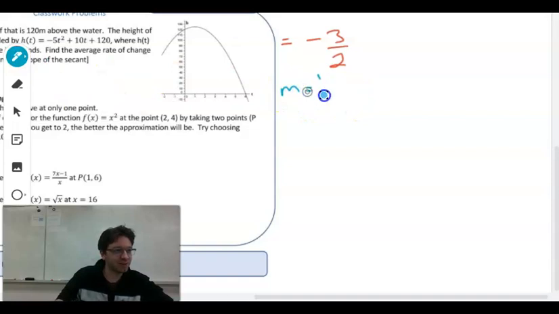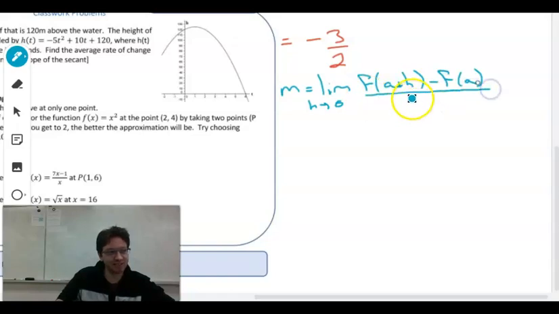So the slope is the limit. You guys are going to love that word. Of h as it approaches 0 for our function at a plus h minus that function at a, all over h. And you're going to use that equation so much you're going to have it memorized without even trying to memorize it. So this is for our function that we're working with, the square root of x.